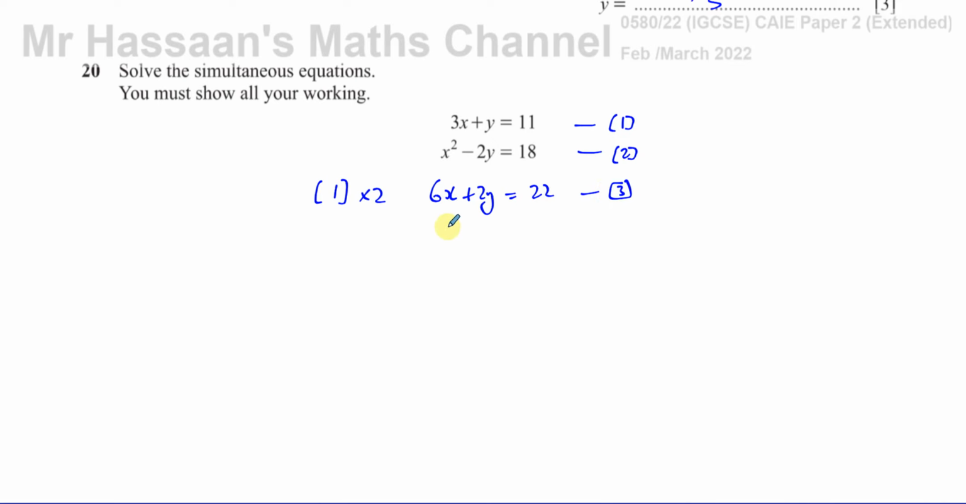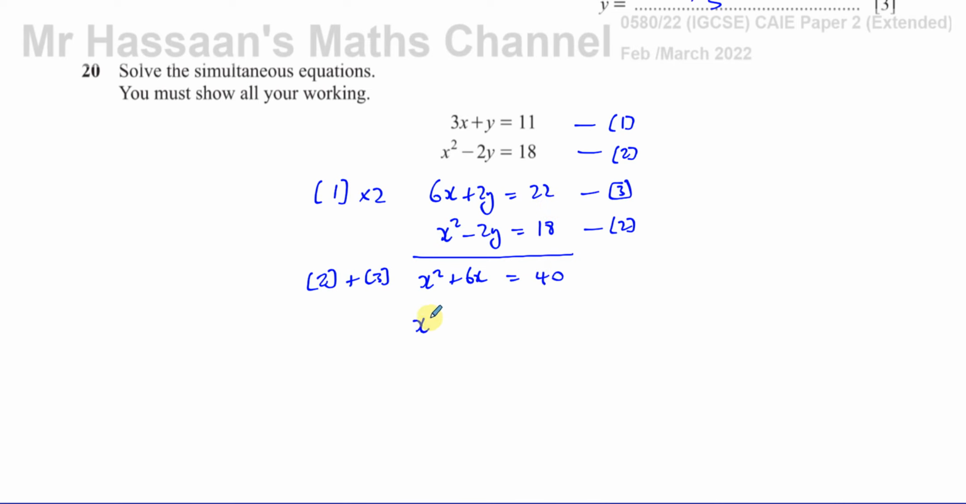Now if I look at these two equations, I've got 6x plus 2y equals 22 and x squared minus 2y equals 18. This is equation 2 again, which I've just written down again. Now we have the same coefficient on the y except with different signs. So if I take equation 2 and equation 3 and add them together, these two terms will disappear. I'll have 6x plus x squared, which you can write as x squared plus 6x. The y terms give you 0, and you're left with 22 plus 18, which is 40. So you're left with x squared plus 6x minus 40 equals 0.